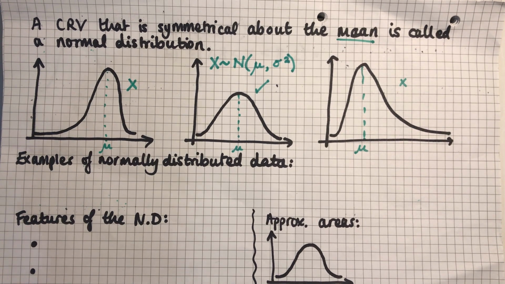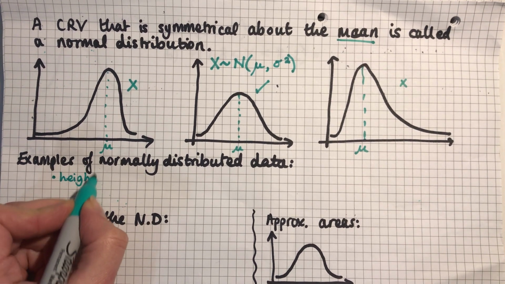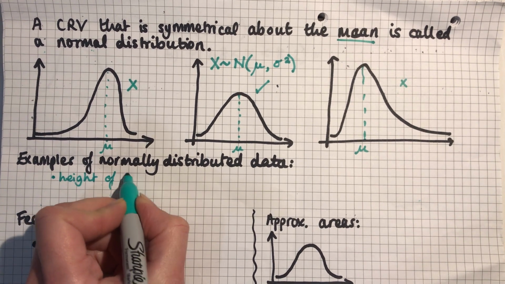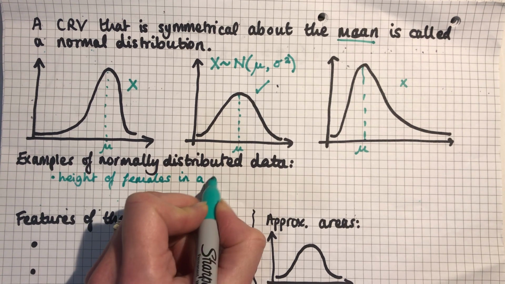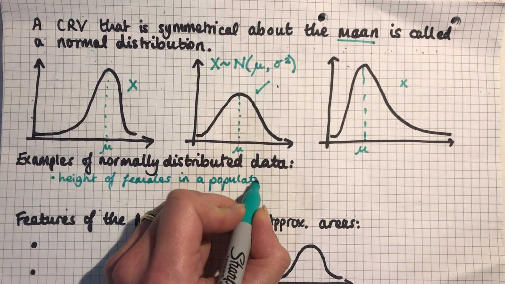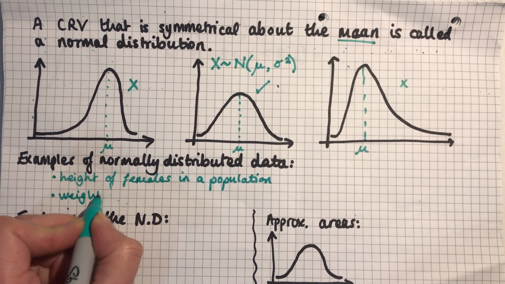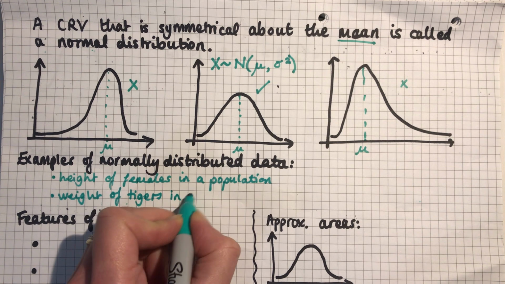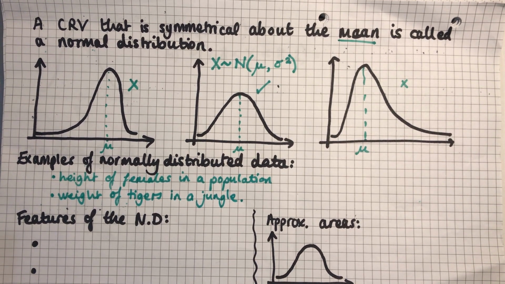Now, I jumped ahead of myself earlier in the video, and I was giving examples of normally distributed data. So we wrote down things like height of females in a population, for instance. I think one of the other examples the textbook gives is the weight of tigers in a jungle. Things like that tend to be normally distributed.